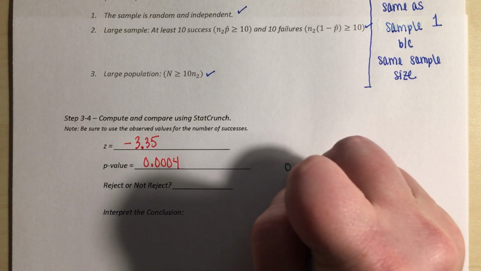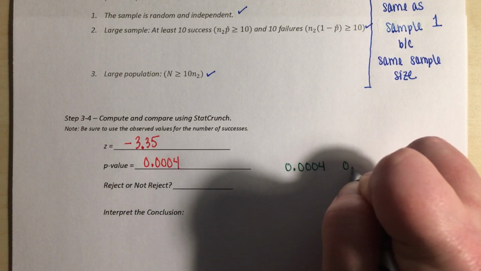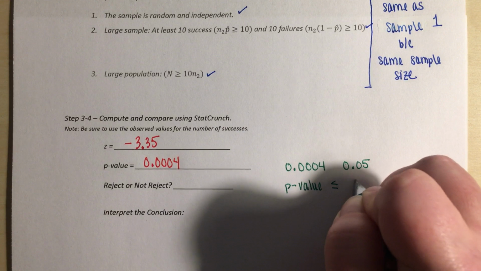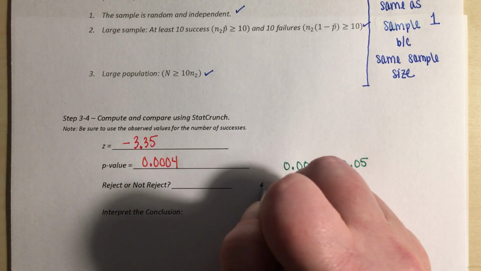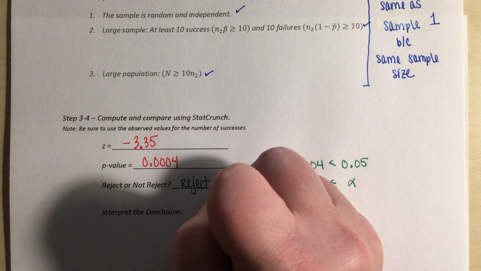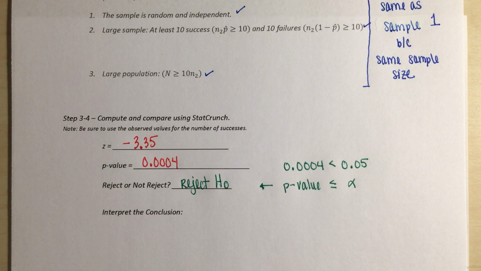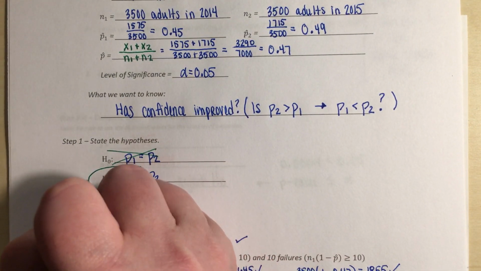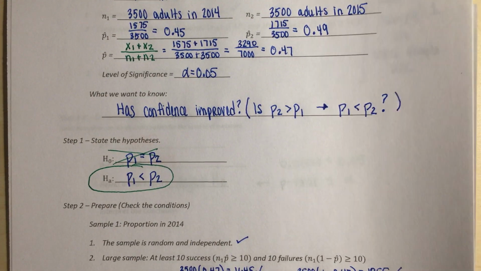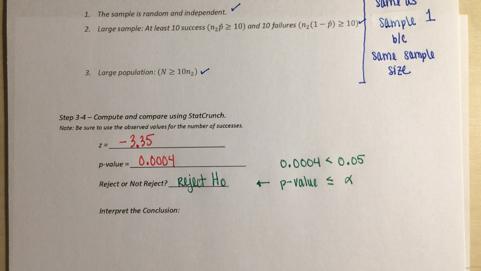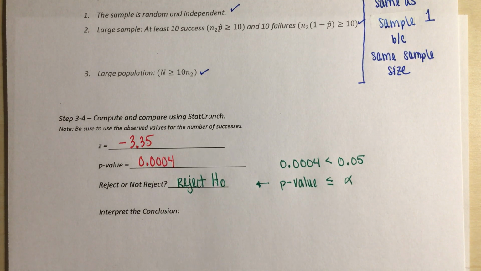So if we compare 0.0004 to alpha, which is 0.05, our p-value is definitely smaller. That is going to tell us to reject our null hypothesis. So if we go back to our hypotheses, we reject our null hypothesis, and our conclusion is going to be based off of our alternative hypothesis, that P1 is less than P2. P1 being less than P2, remember, meant that the proportion of American adults with consumer confidence has increased.